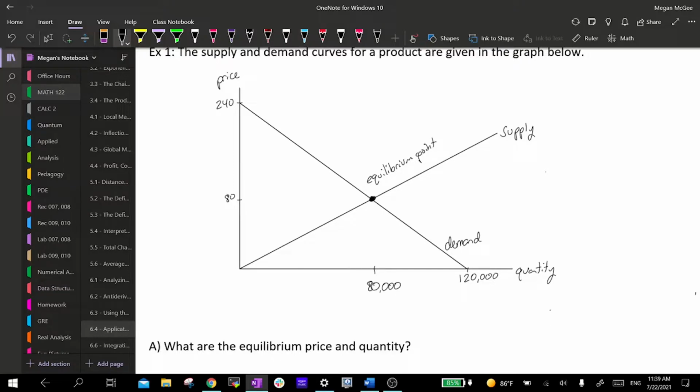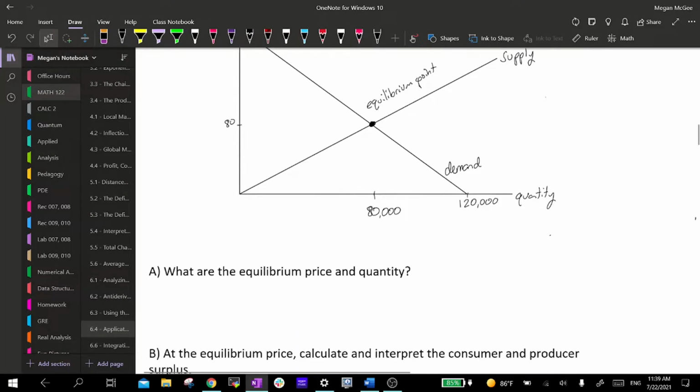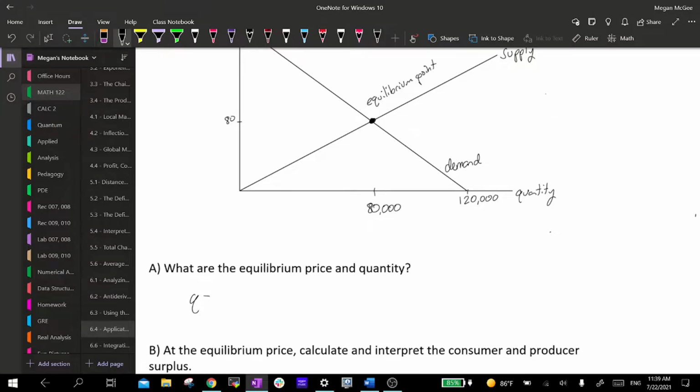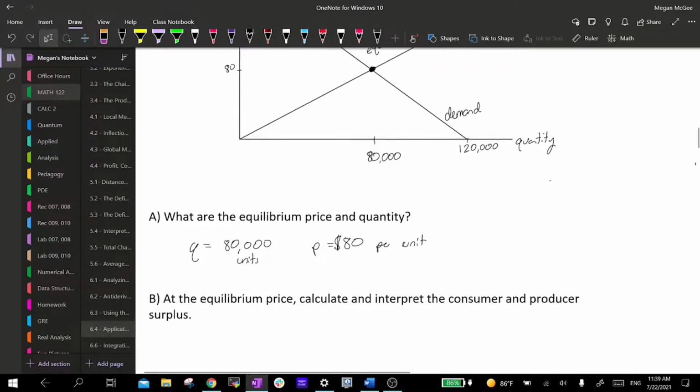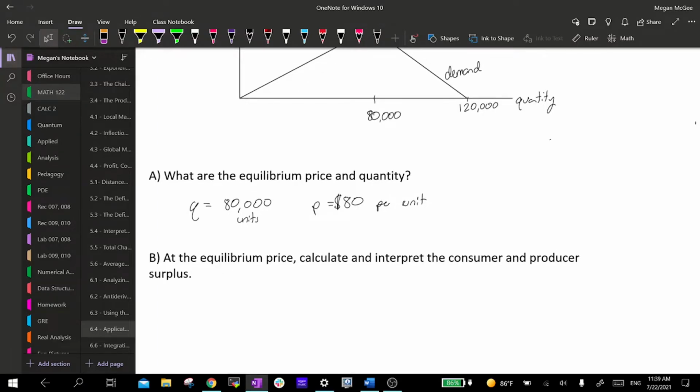Okay, and so it looks like our equilibrium quantity is 80,000 and our price is $80 per unit. So 80,000 units and $80 per unit. Okay? And part B asks us to find the consumer and producer surplus.